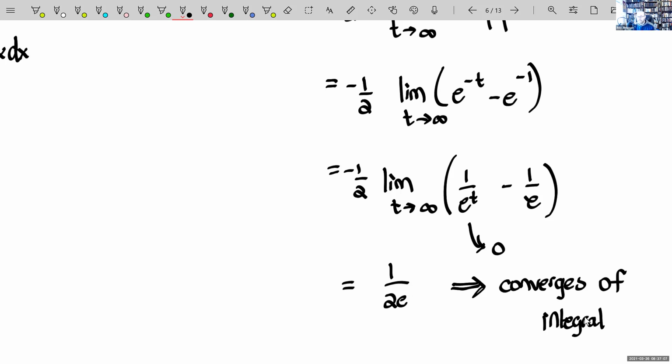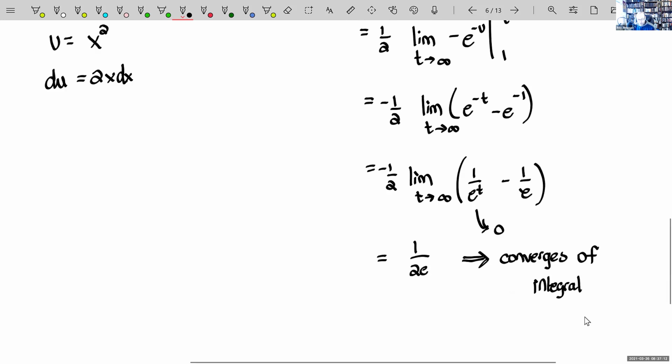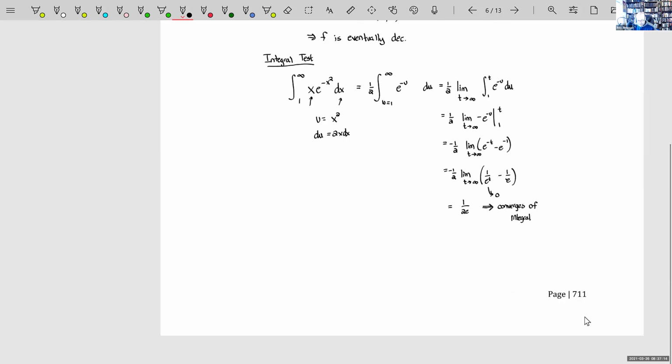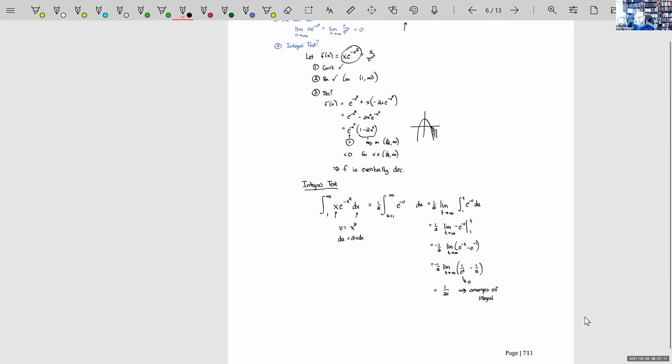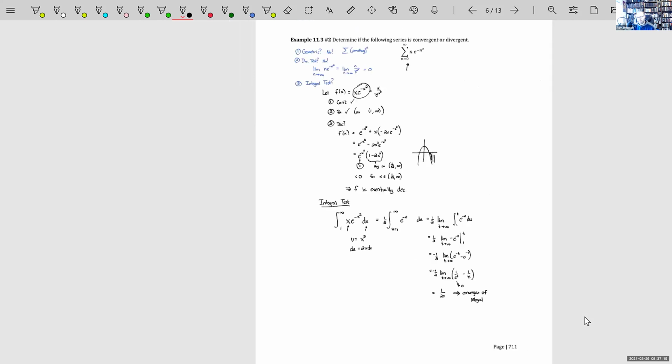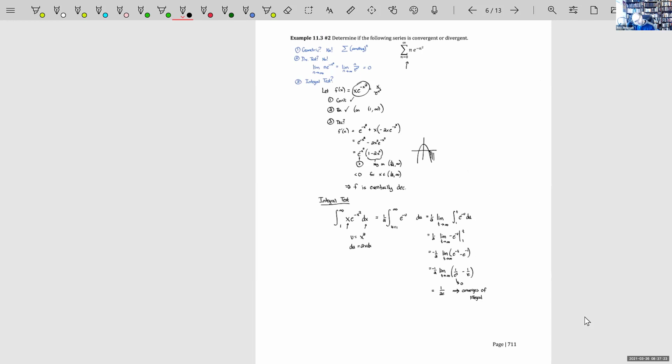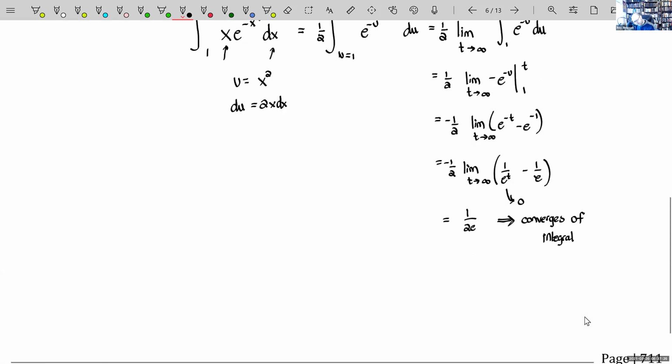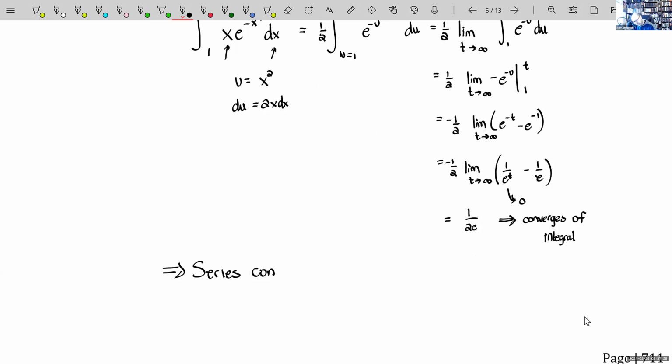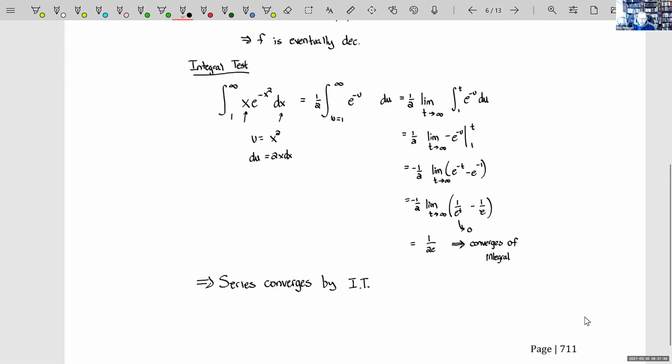But because the integral converges, the improper integral, that implies that our original series must converge as well by the integral test. So there we go. I'm going to go ahead and write that down. That implies the series converges by the integral test. So that's a really nice, again, a very, very nice problem.